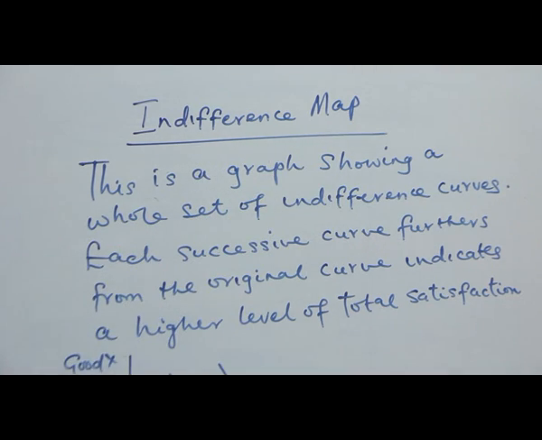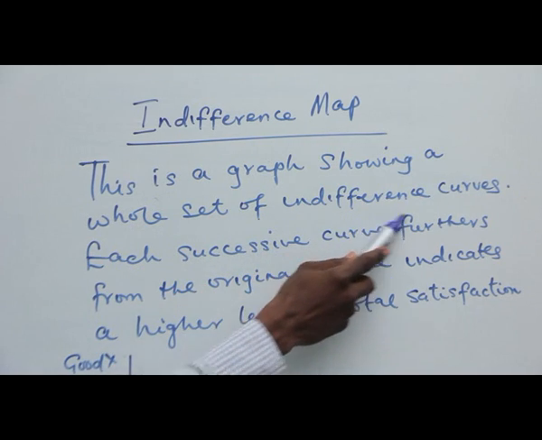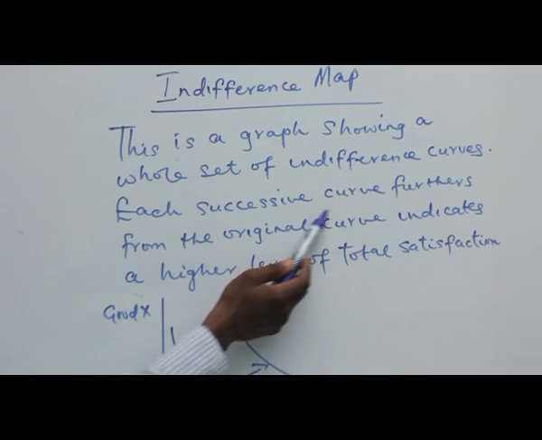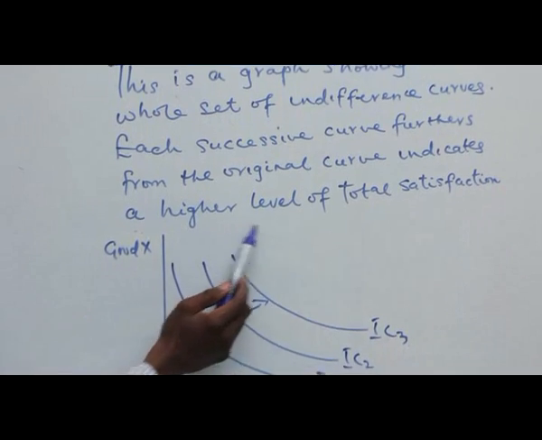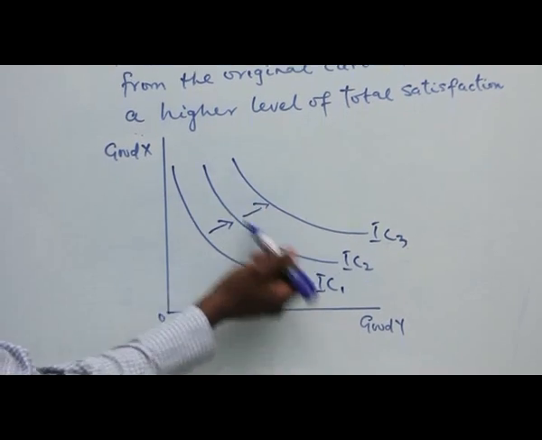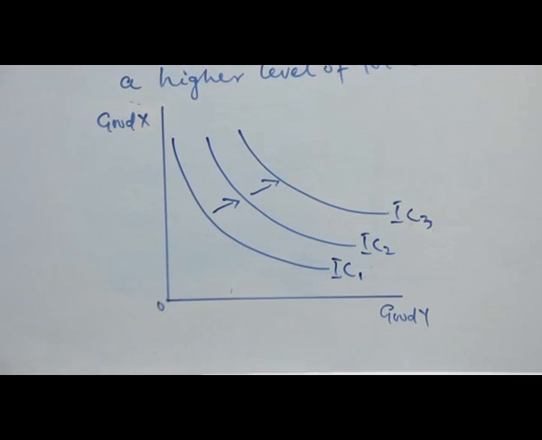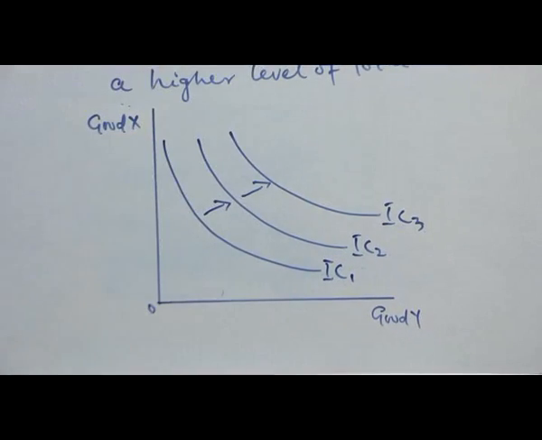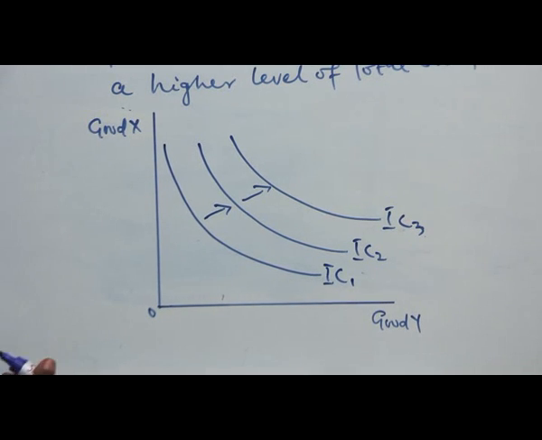Indifference map. This is a graph showing a whole set of indifference curves. Each successive curve further from the original curve indicates a higher level of total satisfaction. This is under indifference curve. The combination of all these curves leads to what we call the indifference map. And what we are trying to understand in the indifference map is the level of satisfaction that a consumer will derive from consumption of two commodities.